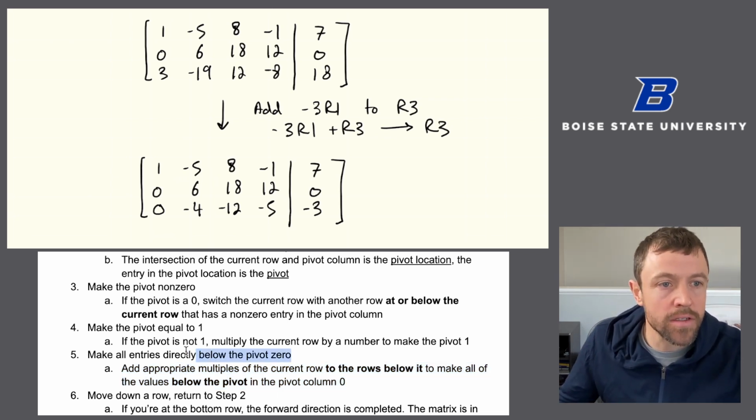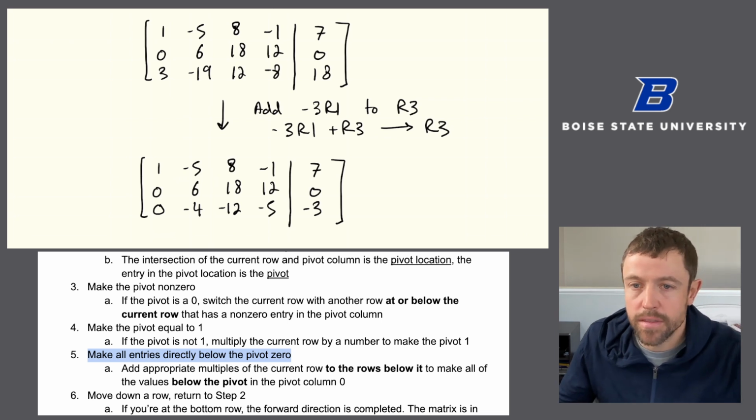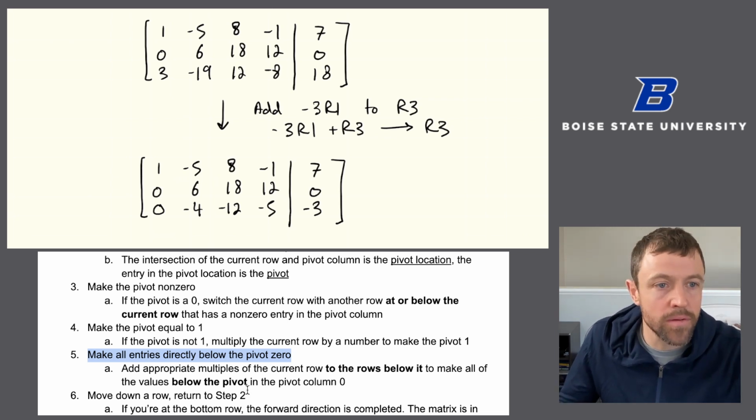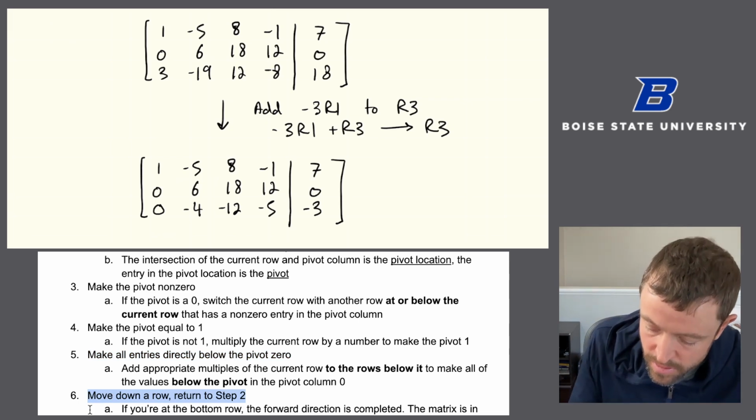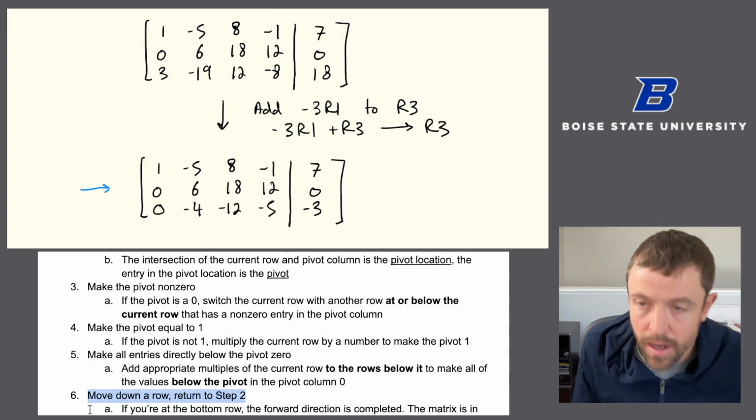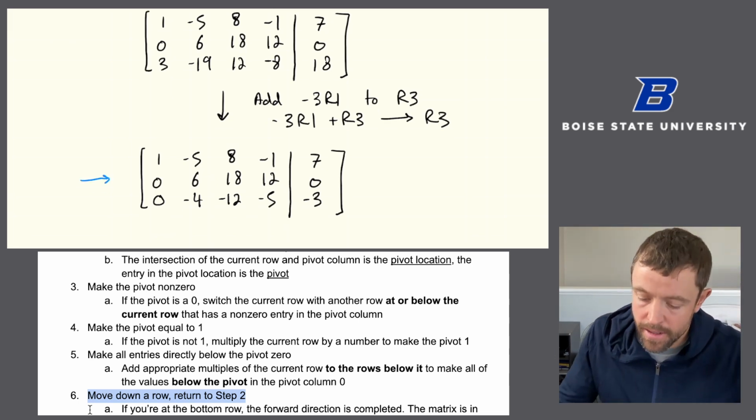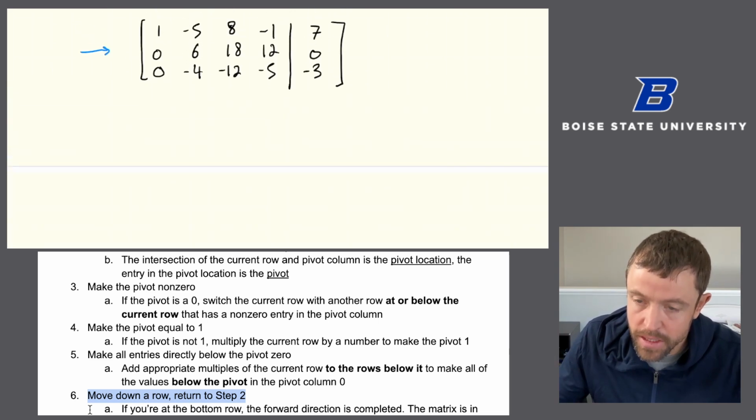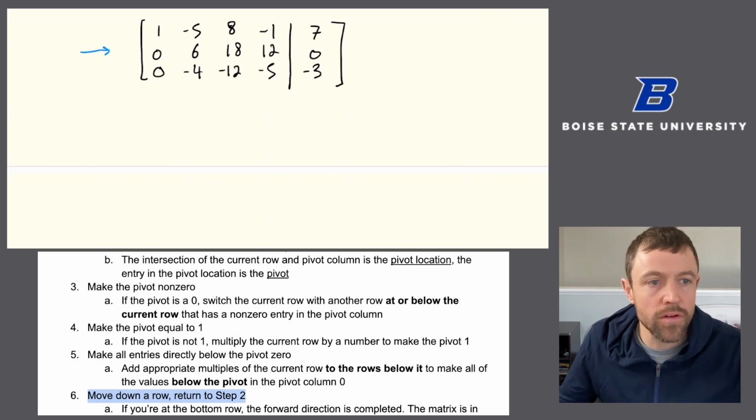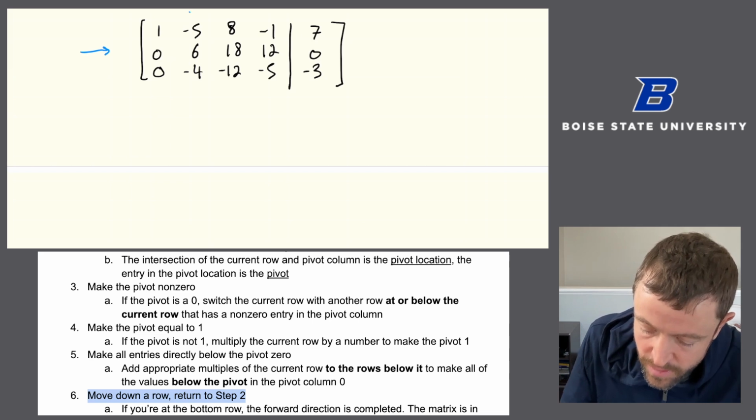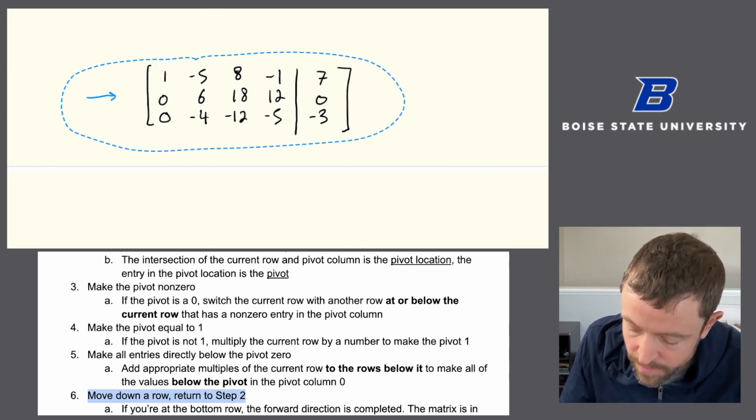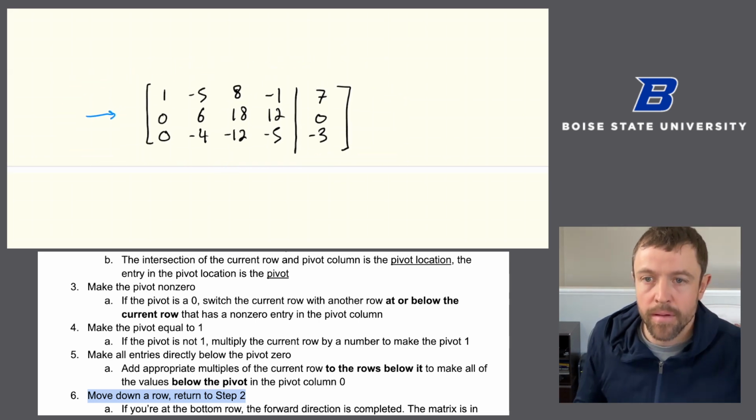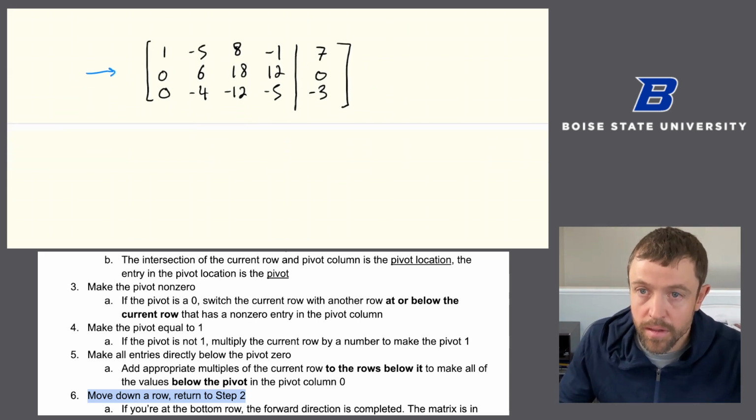All right, so all entries directly below the pivot are 0. And so we're now done with this pivot column. So we go to here, move down a row, return to step 2. So we're going to hop down to row 2 and get ourselves another page in this document. Let me actually drag this down a little bit, because that will make this a bit nicer to work with.